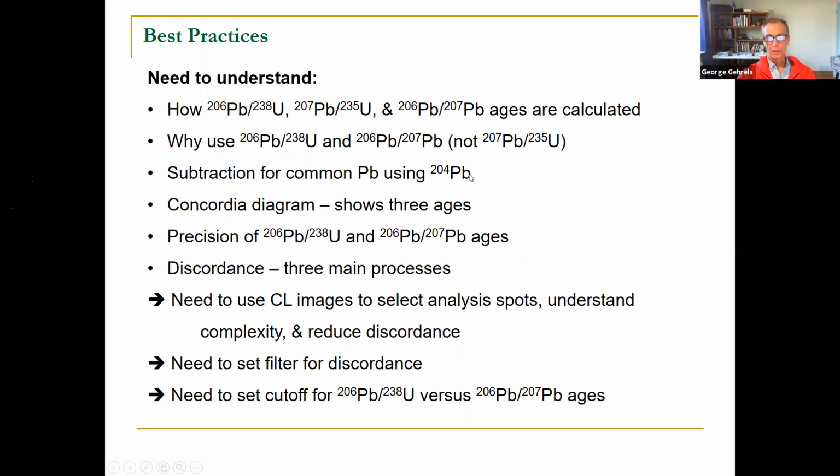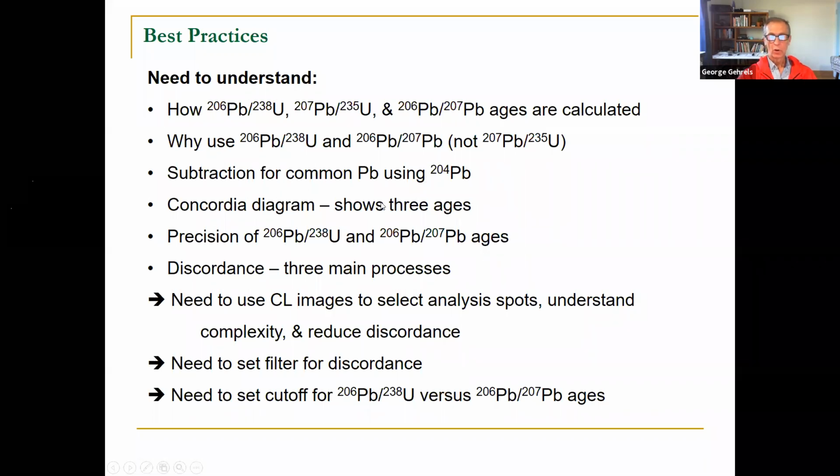And I guess I would take a hard line on this and say that if you're not able to measure 204, I just don't think that you can do high quality geochronology. There's 204 present in every crystal that you measure. You need to be able to measure that, or your ages are just going to be too old. You won't know how much too old they are because you haven't measured that 204.